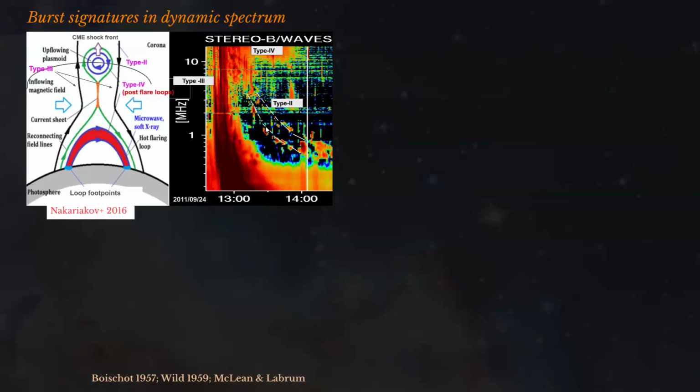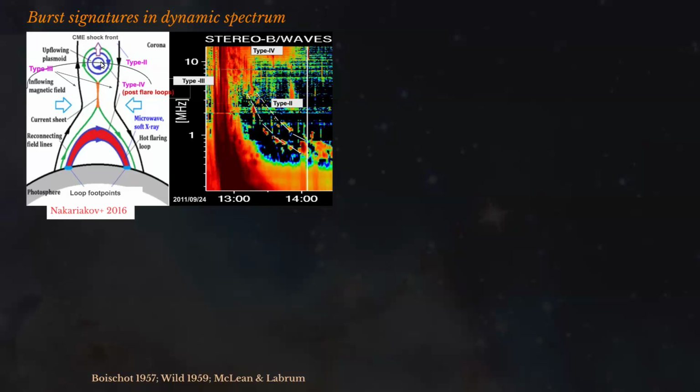And the other thing is the type 2 radio burst, which is slowly drifting across your frequency spectrum. Now why are they drifting? Because they are associated with CME shock propagation. CME shocks travel at around 1000 kilometers per second and higher.